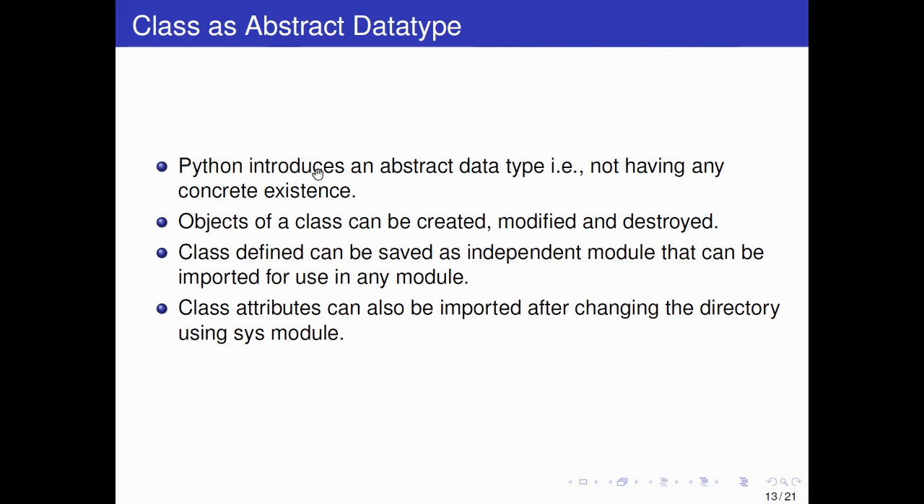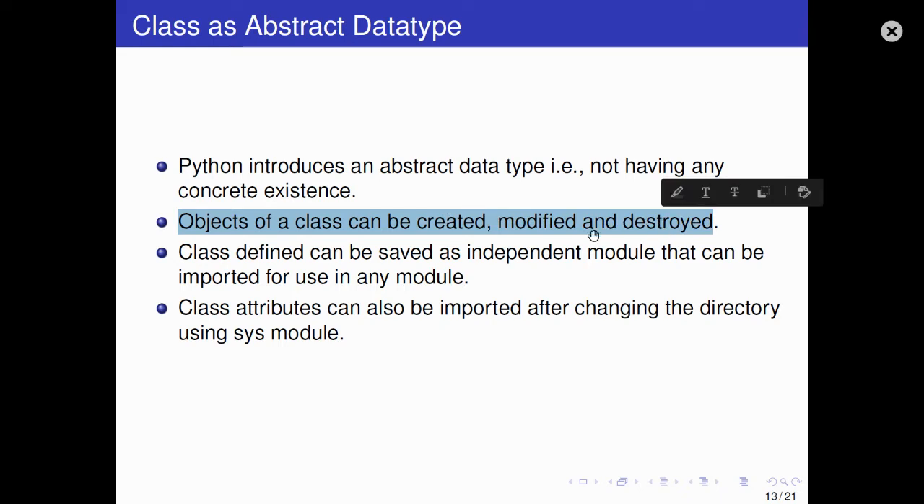So Python introduces an abstract data type that is not having any concrete existence. Okay, the abstract thing, those who know better English can relate to this word. So abstract means like you can imagine, right? There is no physical existence or something like that. So Python introduces an abstract data type that is not having any concrete or physical existence. Objects of a class can be created, modified, and destroyed.